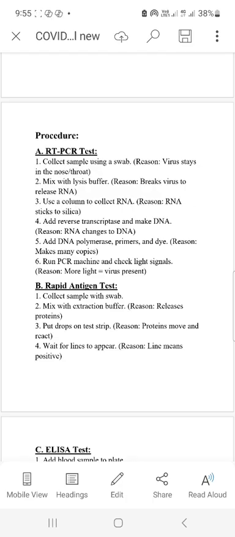so that it can change our RNA into DNA. Then you have to add DNA polymerase enzyme, primers, and dye so that many copies of DNA can be made. Then you'll run the machine and check the light signals. If there is more light, it means more virus is present.